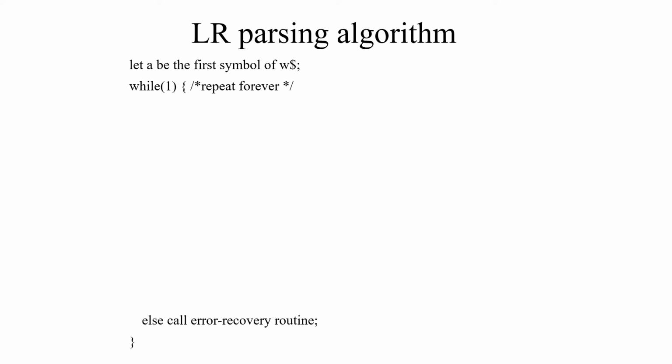Within this, the program contains exactly two steps. Remember, there are two steps. And a very important thing: this is an infinite loop, right? How to break this infinite loop? Only when the accept case occurs or else the error case. When we encounter accept or error, at this time the infinite loop will be broken.